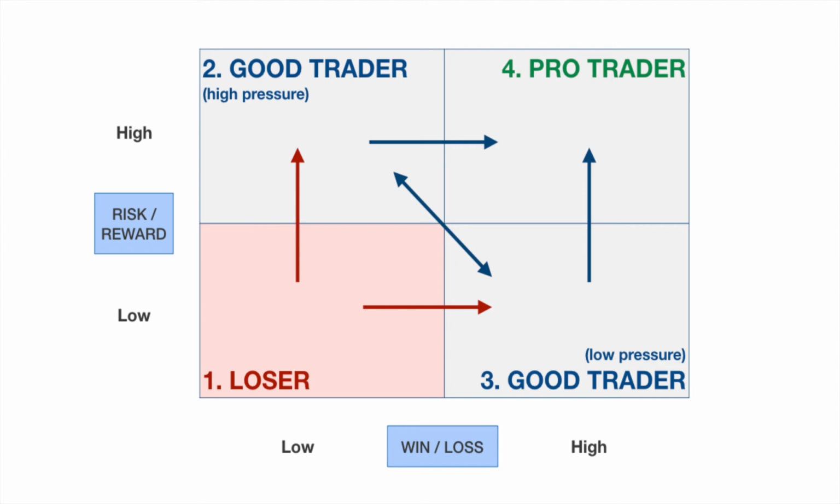If instead you are already a good trader and you are in category 2 or 3, it doesn't necessarily mean that you should stay there forever. Maybe you're doing great, but you feel like the pressure is too high, and that is when you want to move from 2 to 3 in order to have a more relaxed approach to trading. And what you need to do is adjust your setup to be less risky. So you lower the risk reward, but you need to get more consistent, and so you target a higher win-loss.